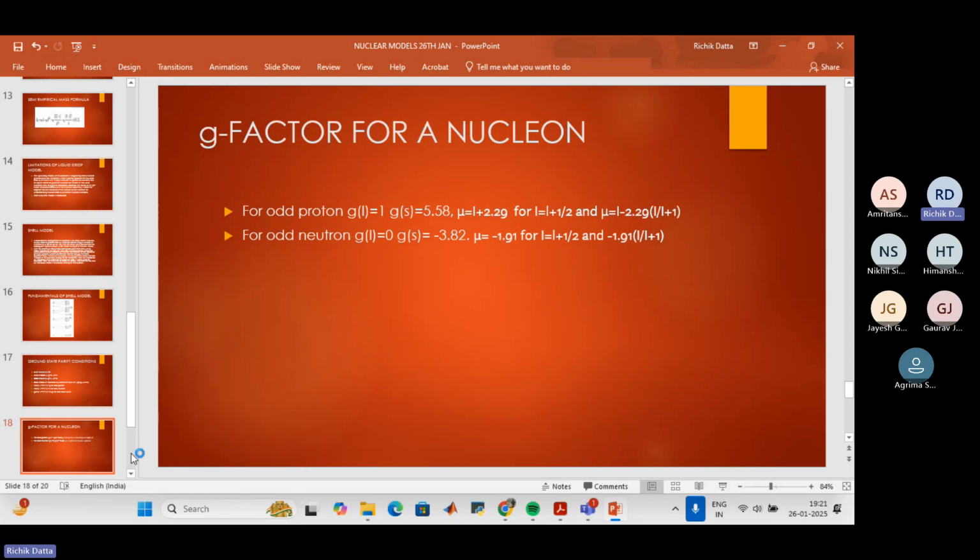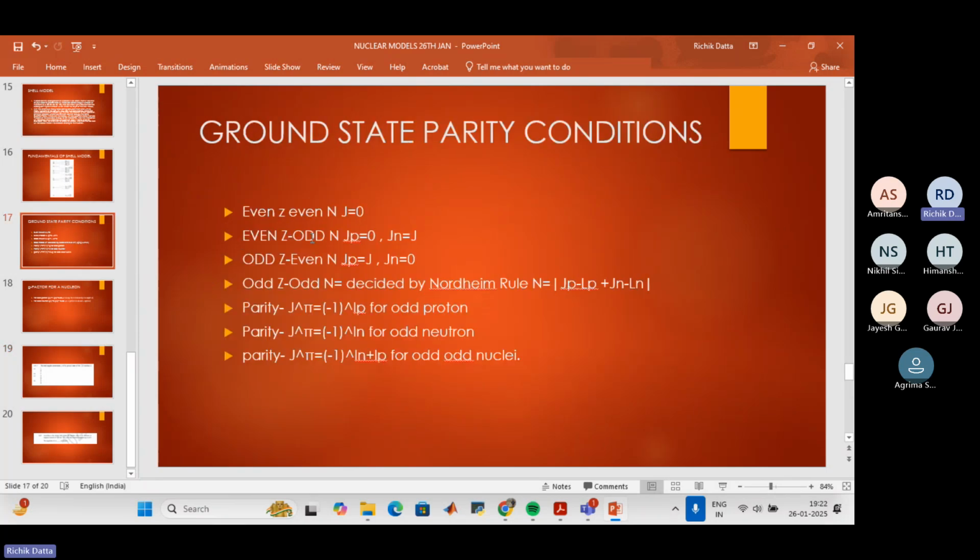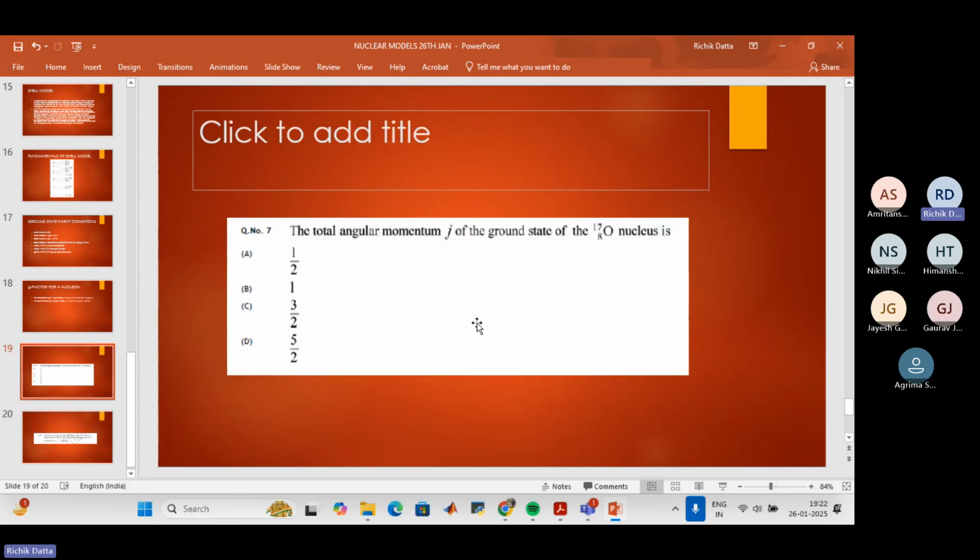So let's discuss one problem. Here you can see the ground state angular momentum of the 17 O nucleus. This is the isotope of oxygen, so we have to first find the number of protons and number of neutrons. The number of protons will be 8, as we have discussed earlier. Here the proton number is 8, so even Z, and the neutron number is 9, so odd N.